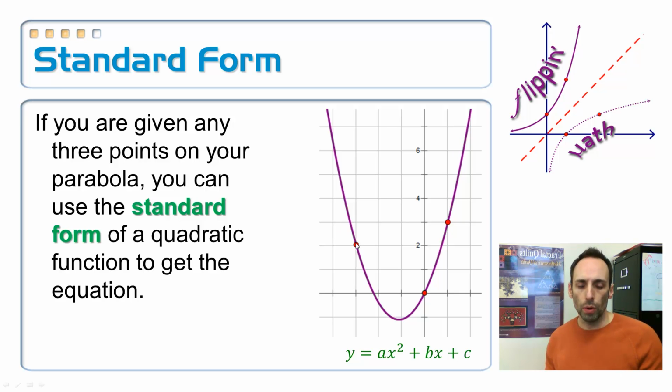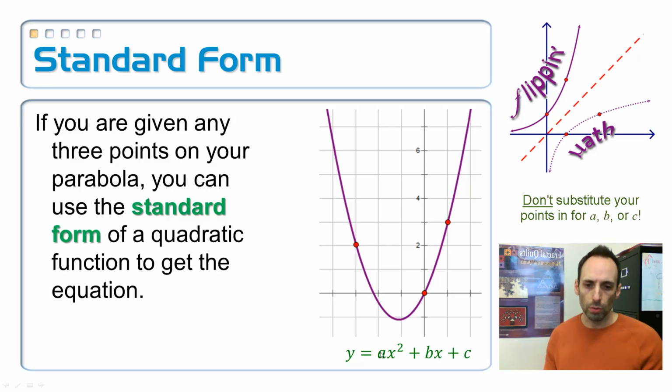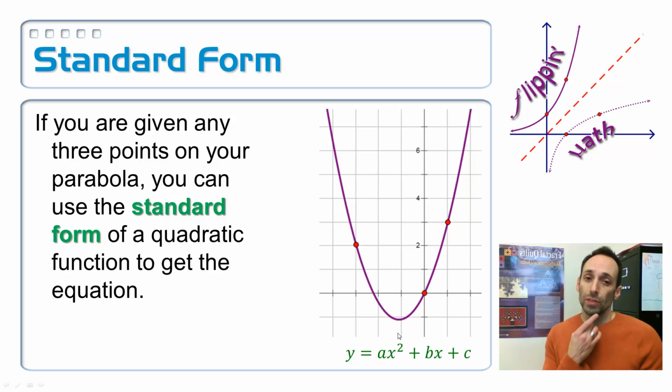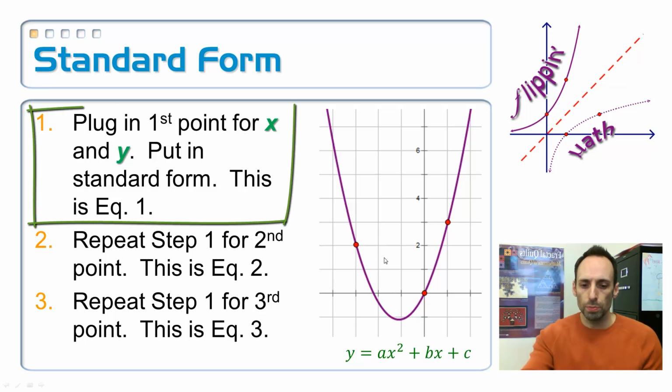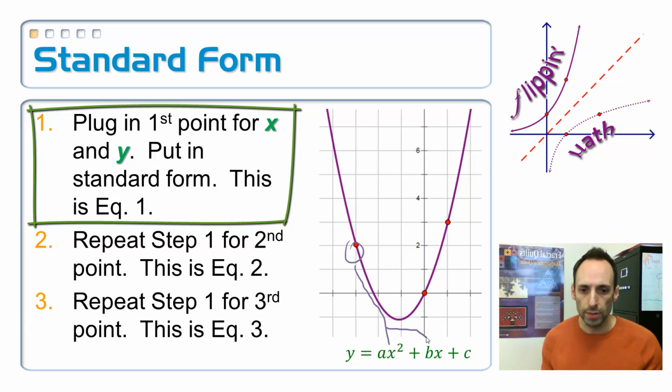Now, when I have these 3 points, I don't just stick those in for A, B, or C or anything like that. I have to stick them in for the x and the y, the x-coordinate and the y-coordinate over here. And what I'm going to get, as you'll see, is a system of equations. Okay, so here are the steps involved in solving it whenever you have 3 random points on the parabola. You're going to take your first point right there, stick it in for x and for y, and you're going to have an equation with A, B, and C in it.